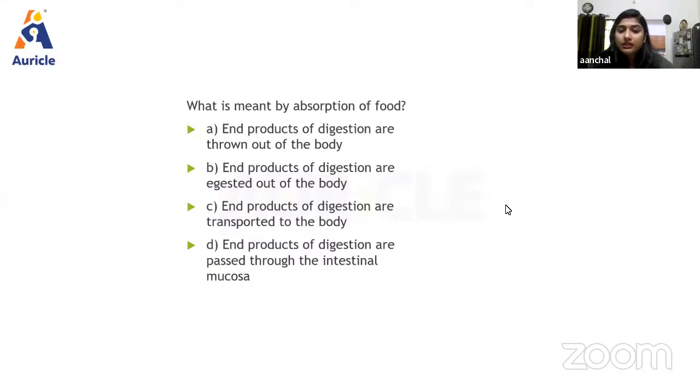So the answer is D. End products of digestion are passed through the intestinal mucosa.